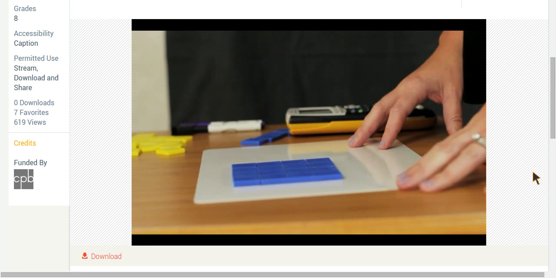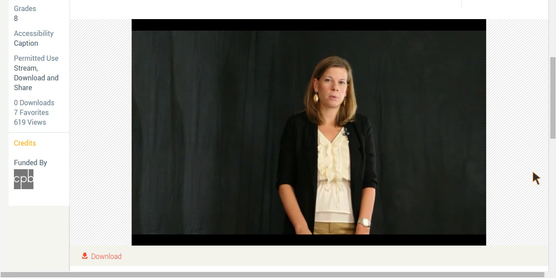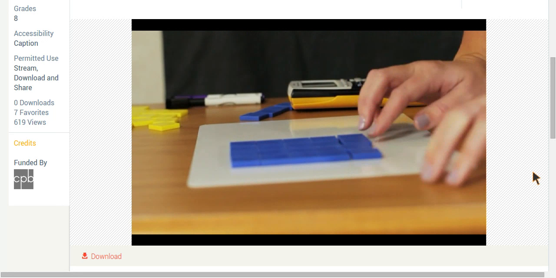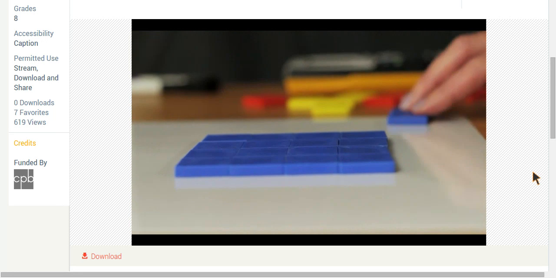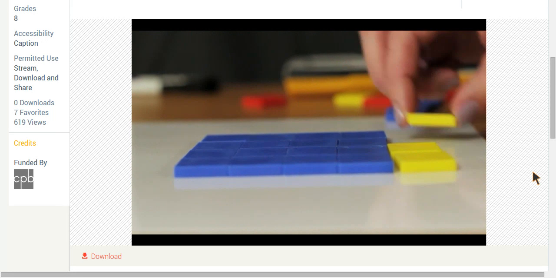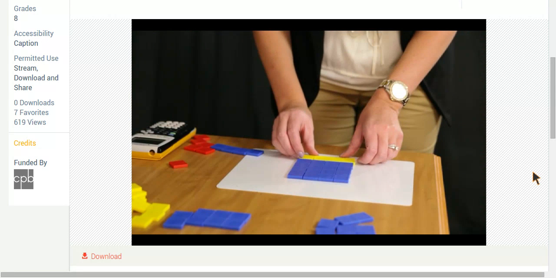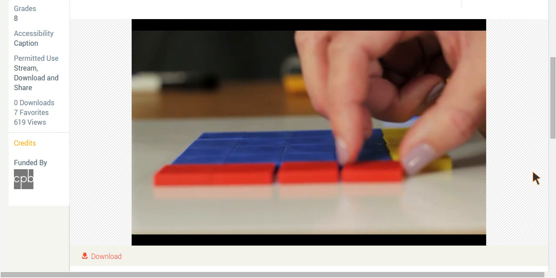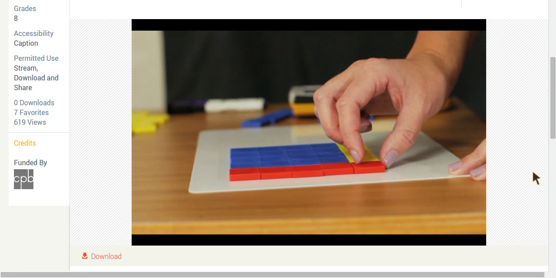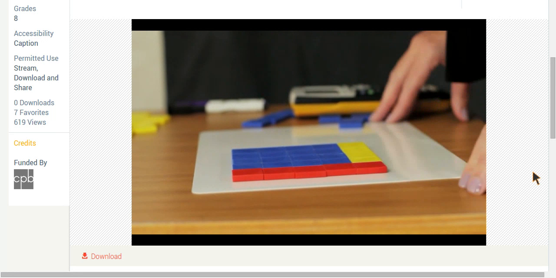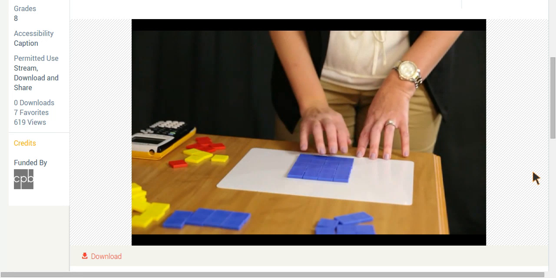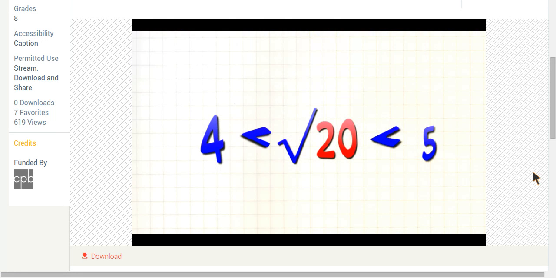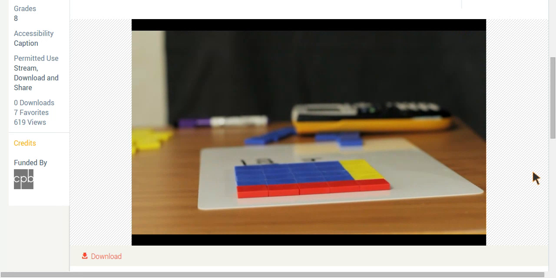But what about if we have 20 tiles, and I want to know what the square root of 20 is? I'm going to add 4 more tiles, but it's not a perfect square. So I'm going to replace them with a different color. And I still don't have a perfect square, so I'm going to add red tiles to represent the next biggest perfect square, which is a 5 by 5. So I know the square root of 20 is between the square root of 16 and the square root of 25, or between 4 and 5. But let's get a closer approximation.